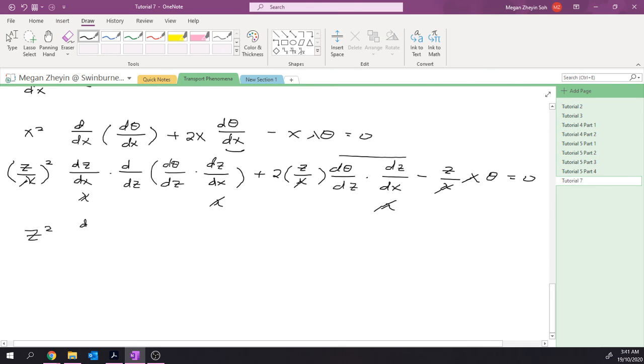z square d square theta over dz square plus 2z d theta over dz minus z theta equals to 0. Okay, so that's all for tutorial 7.